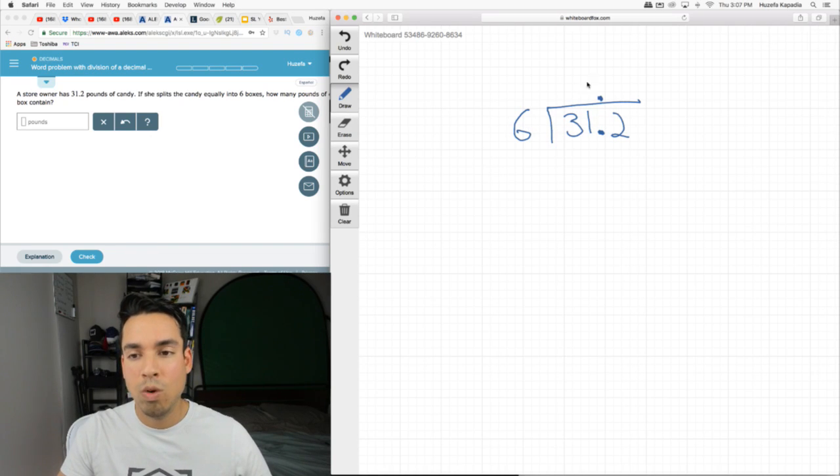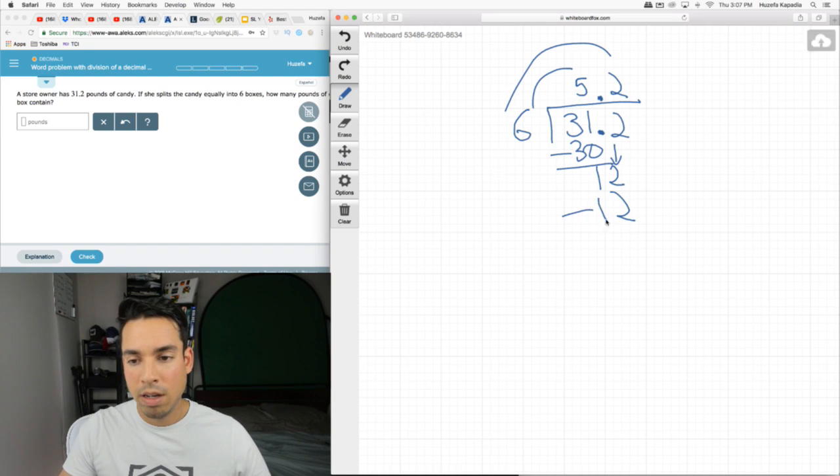6 goes into 31 5 times. 5 times 6 is 30. Do the subtraction and we get 1, bring down the 2. 6 goes into 12 2 times. And we are done. So the answer is 5.2.